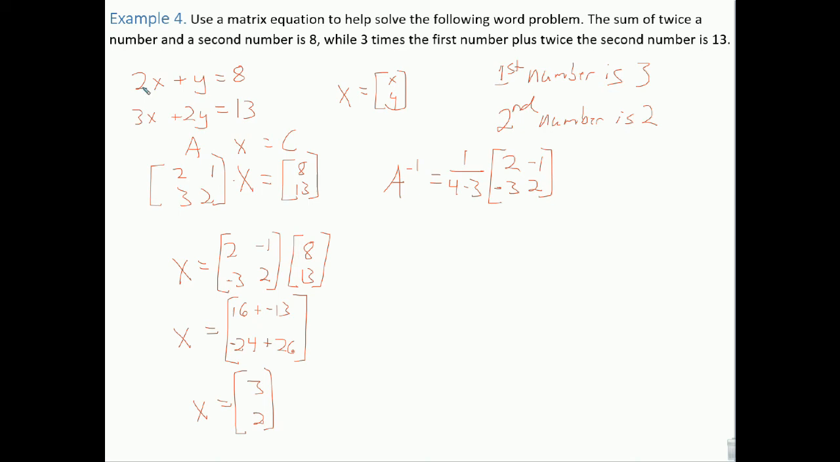And we could check that over here. 2 times 3 is 6, plus 2 is 8. 3 times 3 is 9, plus 2 times 2, 4. 9 plus 4 is 13. And so there is the answer to that word problem.